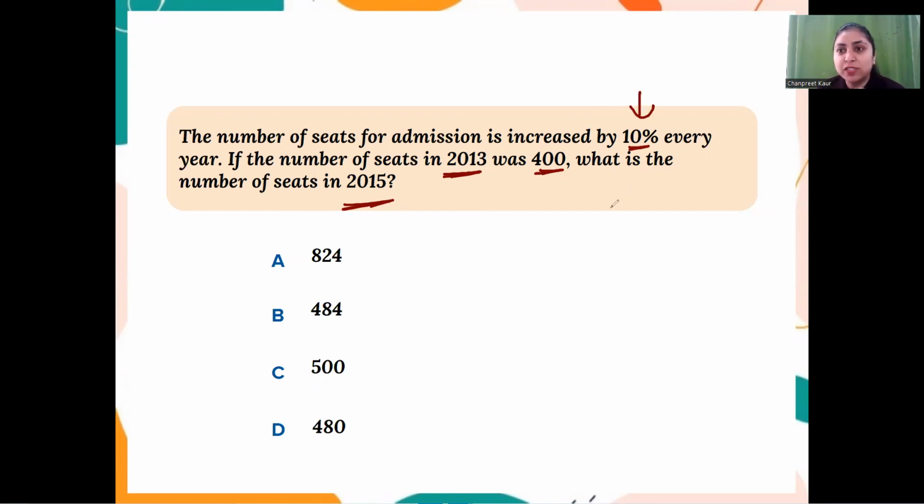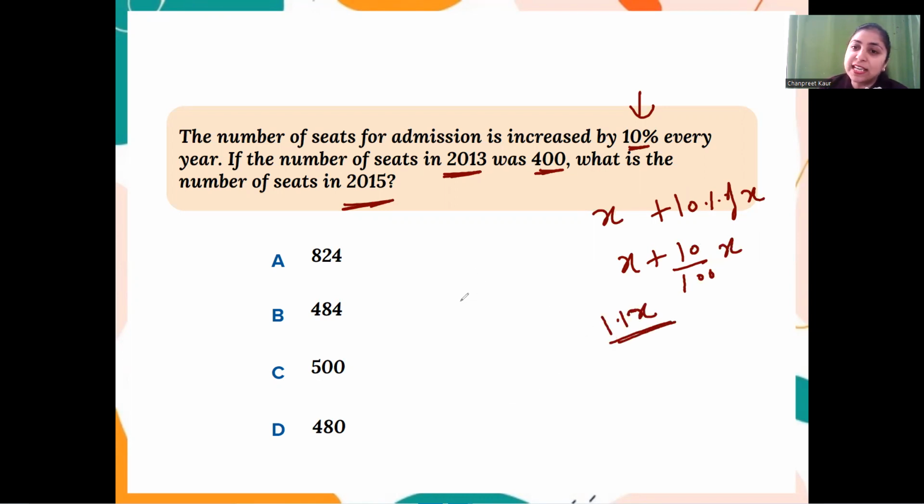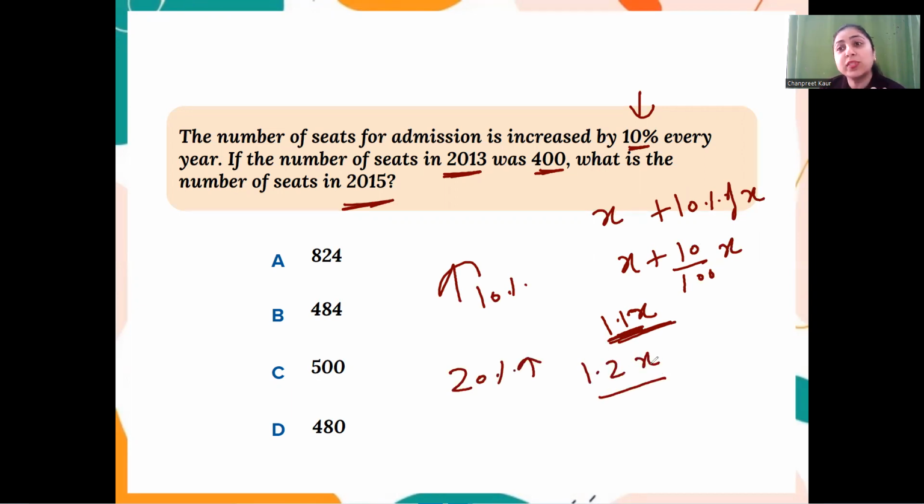So let us assume something as X. I'm going to tell you the short trick. If some number is X and I need to increase this number by 10%, what do I need to add? I need to add 10% of X, which is 1.1x. So if there is an increase of 10%, the number becomes 1.1x. Similarly, if there is an increase of 20%, the number is going to become 1.2x. So I'm going to use this concept here.